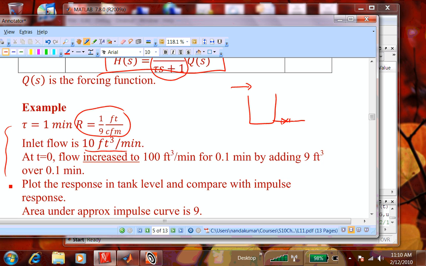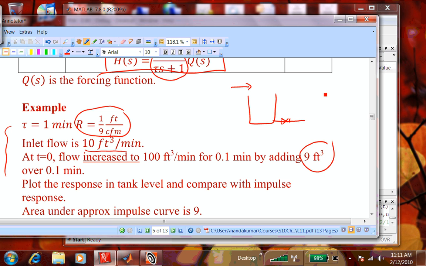So this problem also teaches you how to calculate the so-called energy content or the magnitude of the impulse. Now I'm claiming that the magnitude of the impulse is 9 foot cube. How did I arrive at that number? From 10 foot cube, I've increased the flow rate to 100 foot cube, so I have increased it by 90 foot cube per minute. But I'm applying it only for 0.1 minutes. So if you multiply that, you get how much water you are actually dumping, and that comes out to be 9 foot cube.